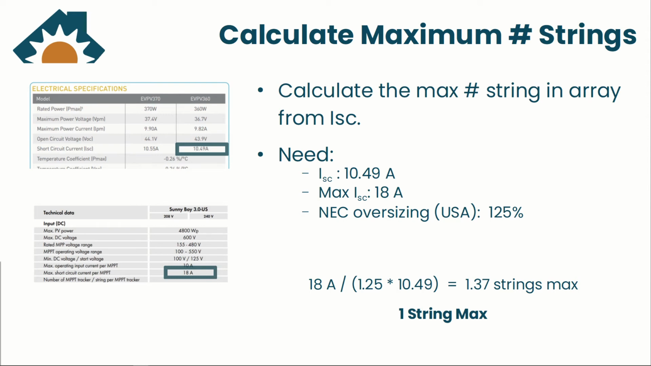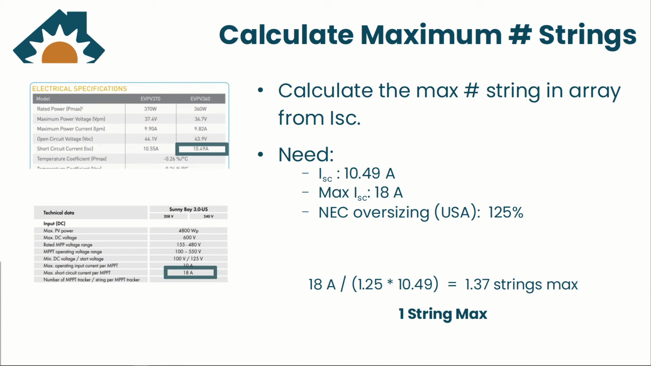Lastly, we need to check how many strings we can connect to the inverter. Clearly, we need to connect at least one, but we should check the maximum number of strings. We do this by looking at the module short circuit current of 10.49 amps and the inverter max short circuit current of 18 amps. Now, in the USA, we have the National Electric Code, and they require that there's a 125% safety factor between the inverter short circuit current and the module short circuit current.